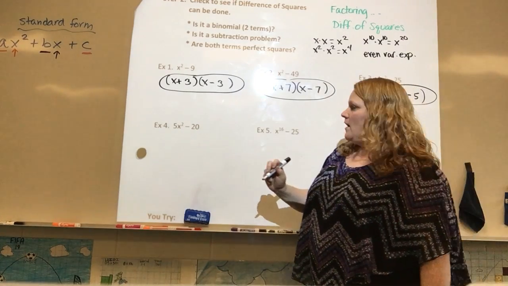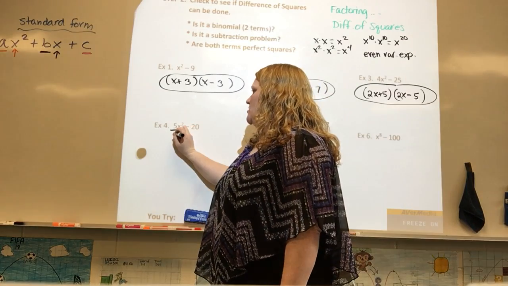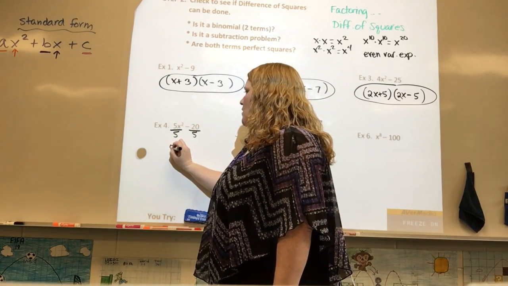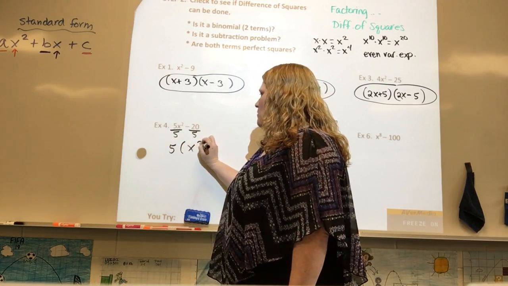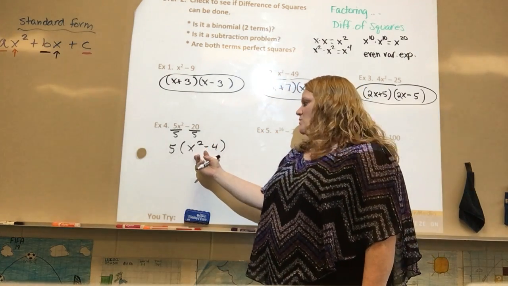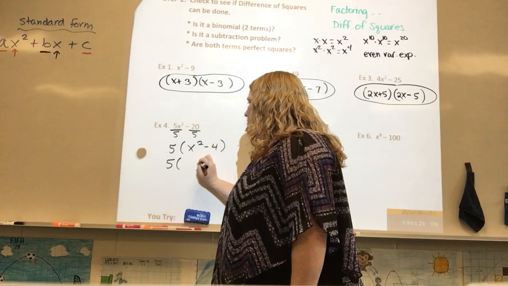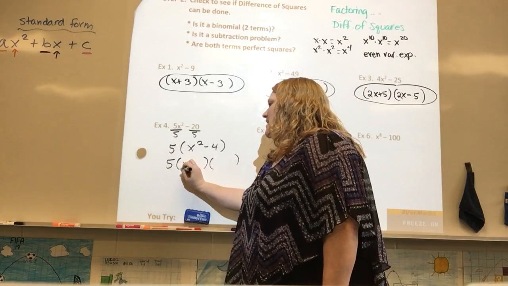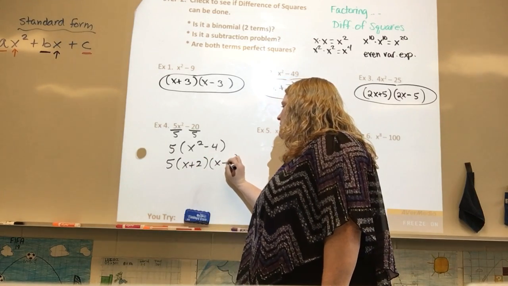For example 4, you would divide out a 5 because you have a GCF. So we keep the 5, and we're left with x squared minus 4. And then in the second piece, we do have difference of squares. So we keep the 5, we have our two parentheses, we have an x with a plus 2 and an x with a minus 2.